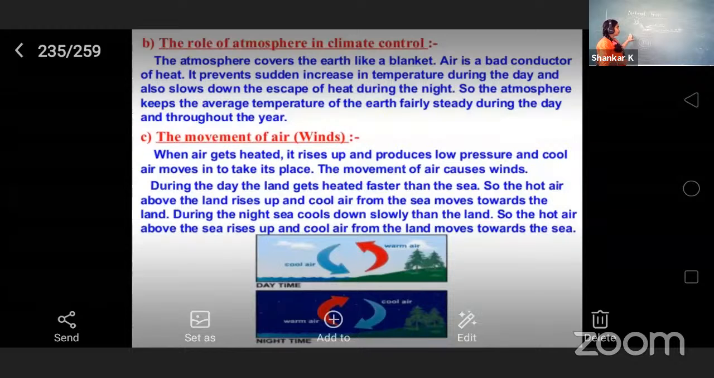Importance of atmosphere. The next one, the movement of air. Movement of air means wind. We say that the movement of air we call wind. When air gets heated, it rises and produces low pressure, and cool air moves in to take its place. The movement of air causes wind, we call it.